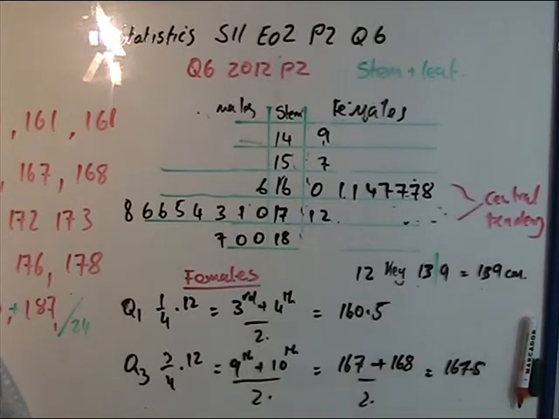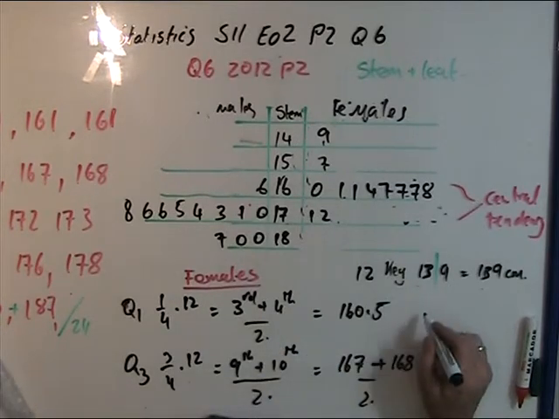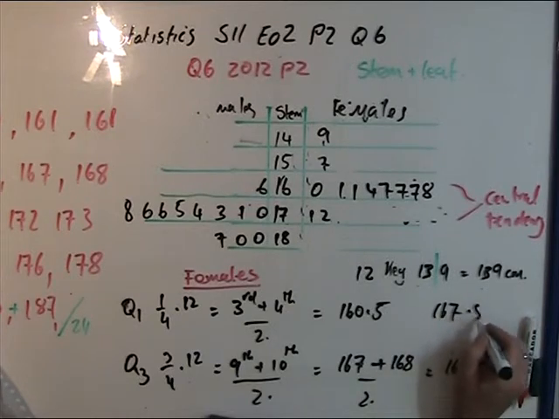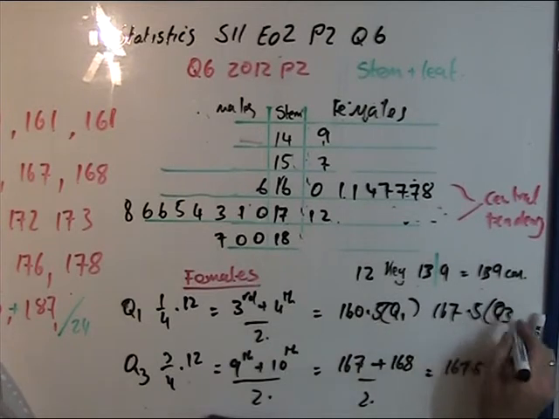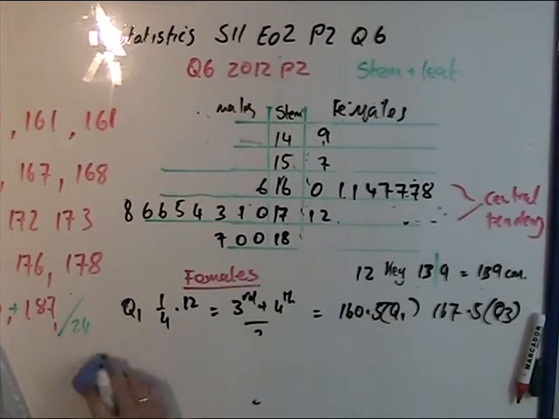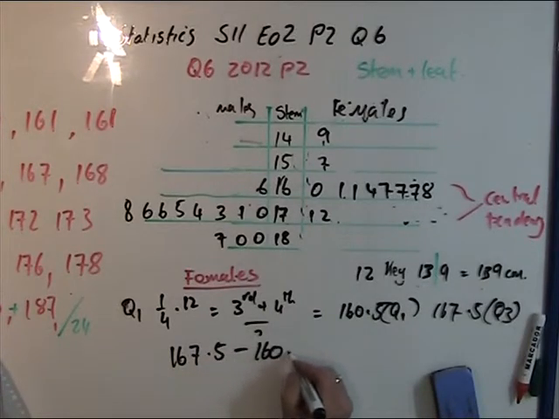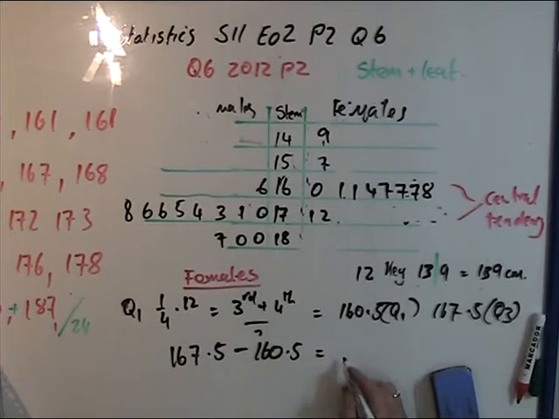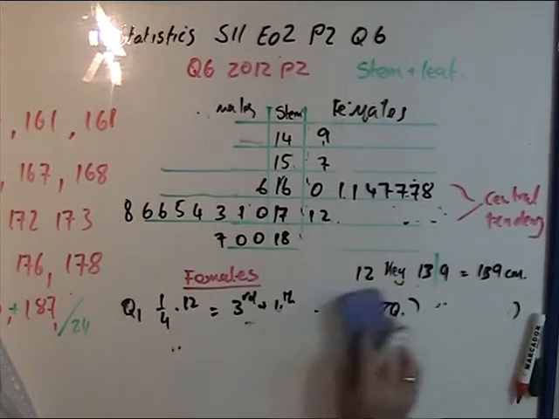And the interquartile range, I'm going to rub this out. 160.5, 167.5. So that's Q3, this is Q1. I subtract them from each other: 167.5 minus 160.5, and the answer is also 7 centimeters. So their range is within 7 centimeters. Very good, so that's the answer to that one.